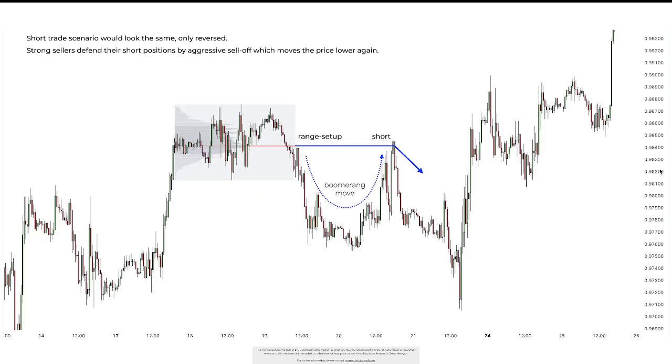Now let's have a look at the sell scenario. The short scenario looks exactly the same but reversed. So again, we had the rotation area. Strong sellers were accumulating their positions in this range before the price went down, and because the price went down after the range, we know those were sellers. So when the price comes back and completes this boomerang move again, guess what? The aggressive sellers start defending their previous short positions, continuously selling aggressively and pushing the price again to the downside. And again, on the touch to the point of control, we sell in the same direction that was the breakout of the previous consolidation.